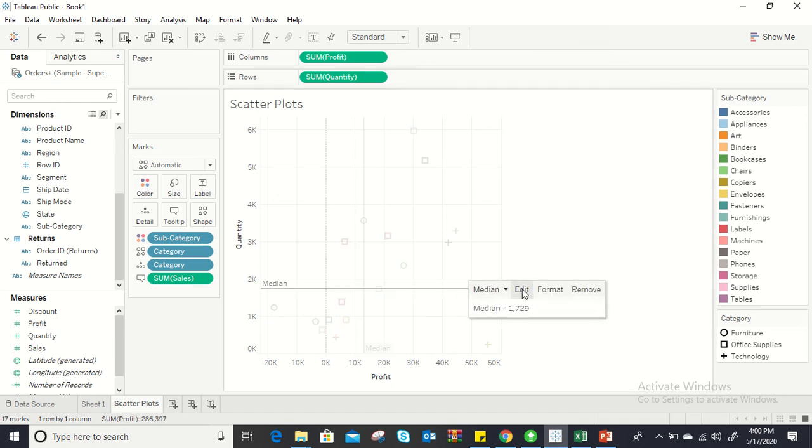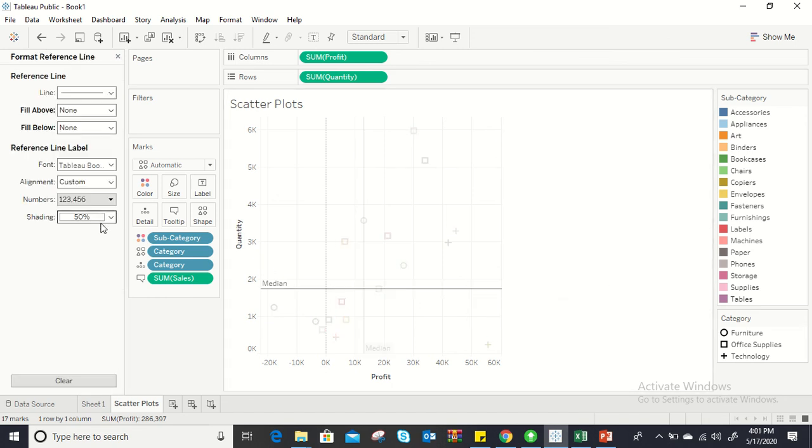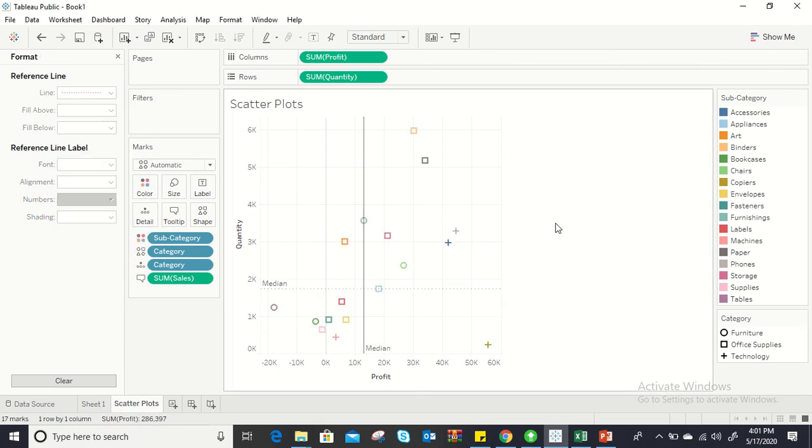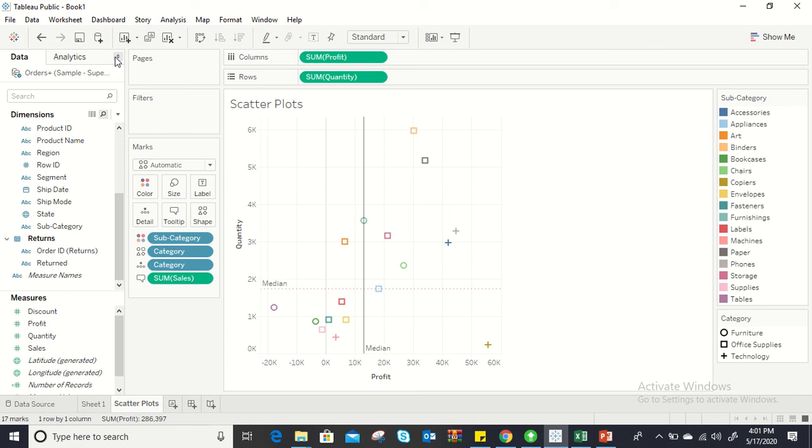If you want to edit these reference lines, I can go to format, change the line to dashed lines, change the color, and do any kind of editing on the reference lines as well. This is how Tableau can help businesses in taking the right action. It tells me what the different products are which you need to focus on to drive more business. This is exactly how Tableau will help you.